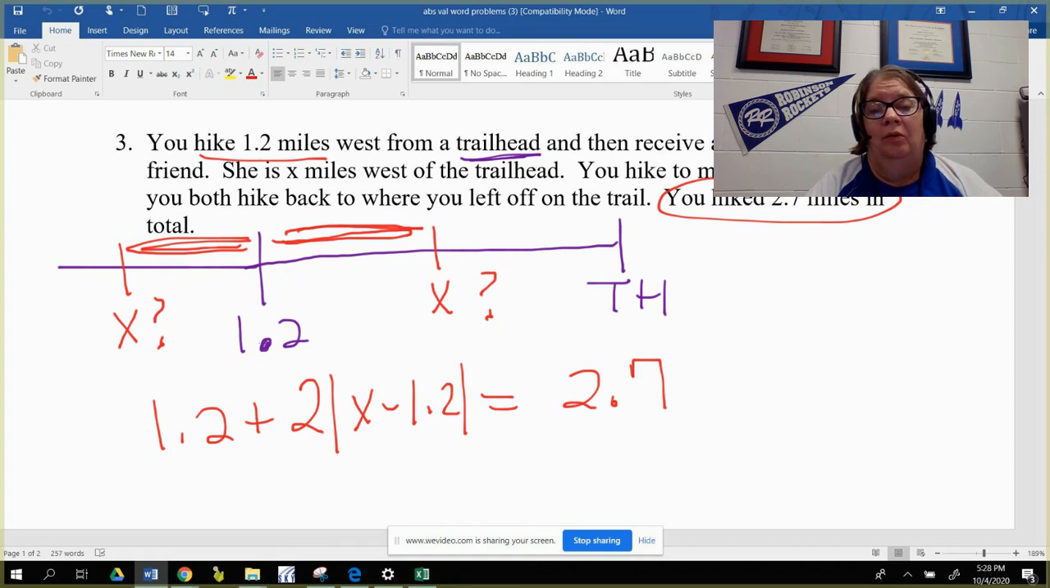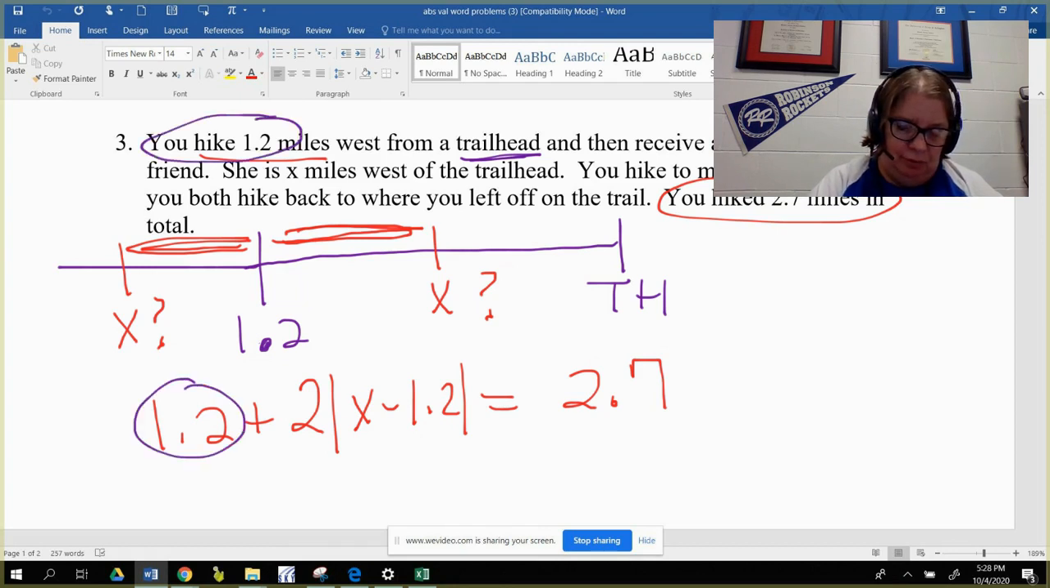Now, where did these numbers come from? You hiked 1.2 miles west. That's this 1.2. This is the difference between you and your friend.